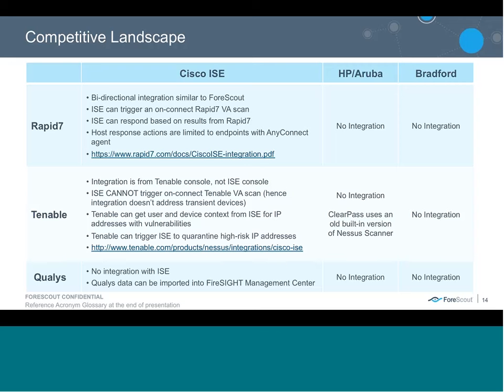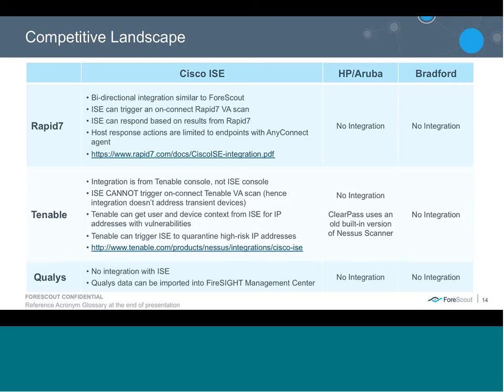The other is that the integration for Cisco, on the other hand, the integration for Tenable is a little different than ForeScout. The integration is from the Tenable console, not from the ICE console. So we can see information from the ForeScout Counteract console, information from Tenable, but Cisco ICE cannot. ICE can't trigger an on-connect scan.